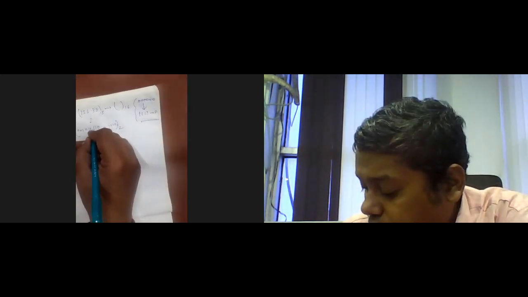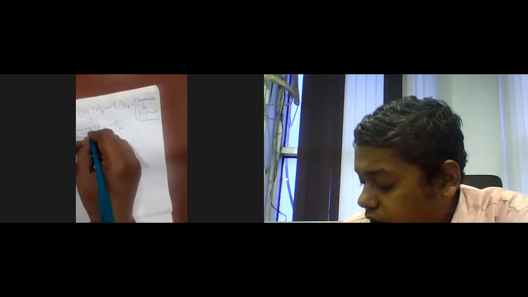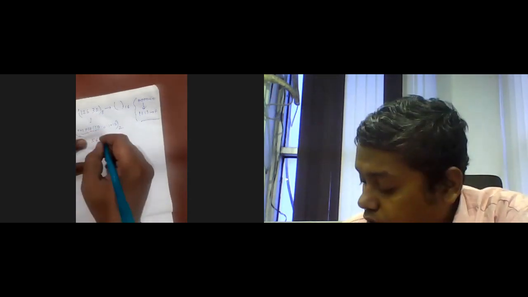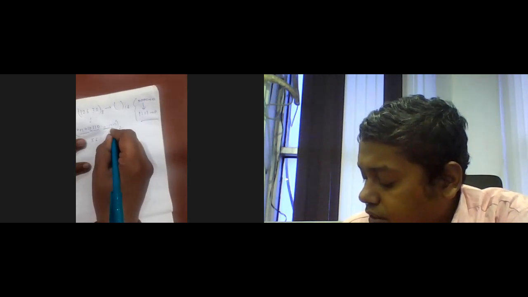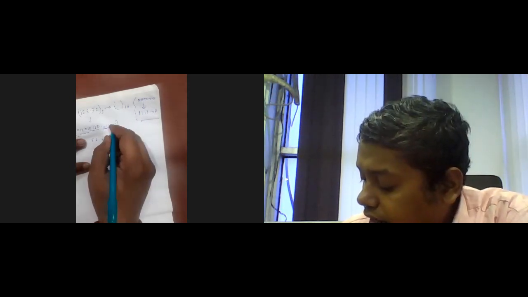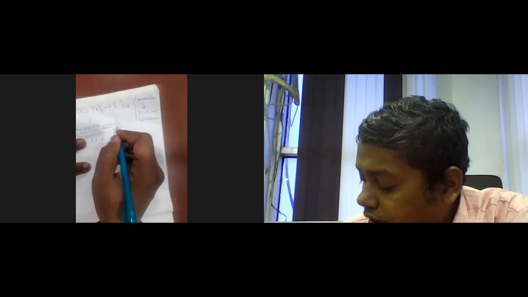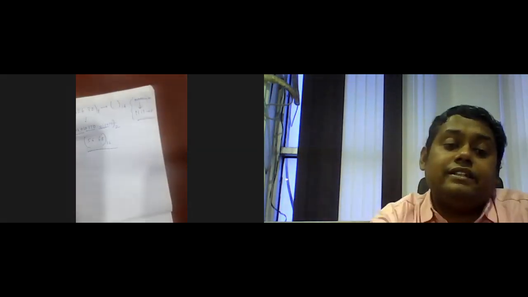Grouping in fours: 0110 is 6, and this one is 0101, which is 5. So what is the value of this one? 0110 is 6, and the next one is 8. So it is 56.68.